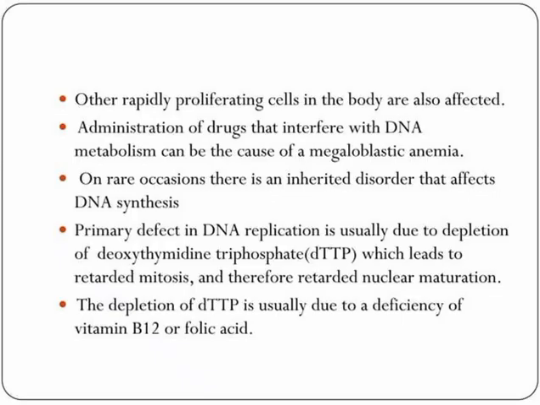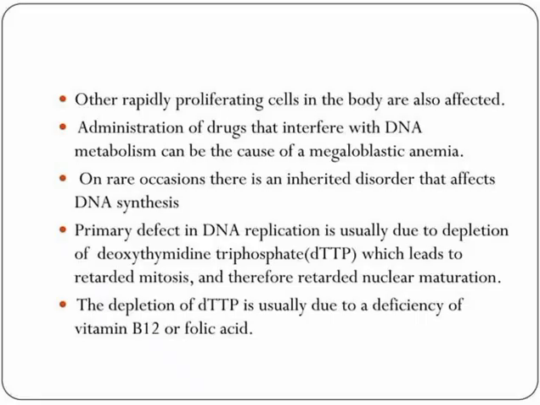Next, the main issue is depletion of deoxythymidine triphosphate, dTTP. This is the major cause of megaloblastic anemia: the depletion of deoxythymidine triphosphate, one of the four essential building blocks for DNA. Once it is fully depleted, DNA replication or DNA formation fails.